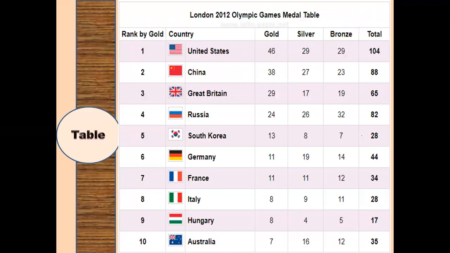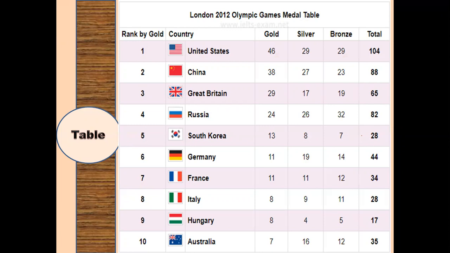Now come to the table. Here we have a table of the London 2012 Olympic Games, and on the basis of the rank by gold, we have got the information about different countries: United States, China, Great Britain, Russia, South Korea, Germany, France, Italy, Hungary, and Australia. This place has been given to the countries on the basis of the gold medals they have won.